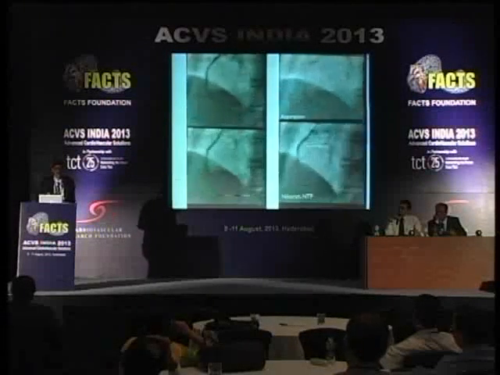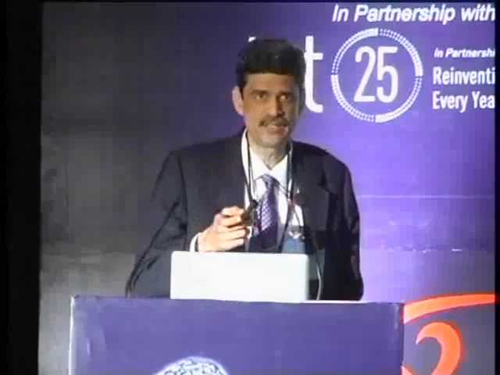I have used it in 2 patients and the experience was fairly good. The only thing is you have to use a bigger guiding catheter for using M-Guard. Usually you have to go with the 7 French. It goes through the 6 French, but it's difficult to come out. If you have to pull it out, it's difficult to pull it through a 6 French. So my experience with M-Guard is limited.